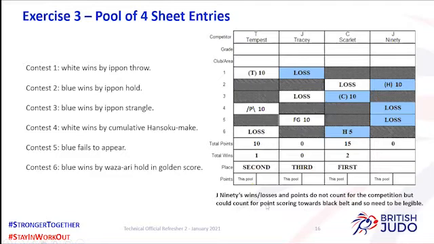So the note at the bottom: Joe 90 wins and losses and points do not count for the competition, but could count for point scoring towards black belt and so need to be legible. So that was the note at the end, but really, really well done to people who brought that up, because downgrade points are a very, very emotional subject, especially if someone thinks they've been done out of a few. And I was certainly one of those people.